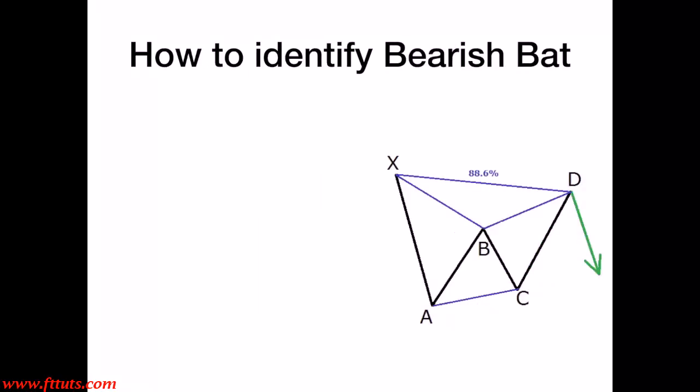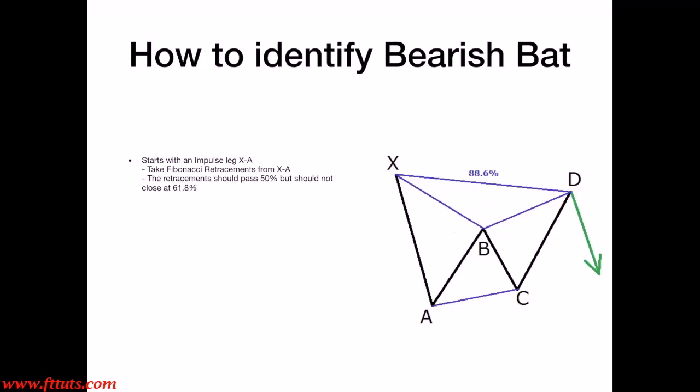Okay, how to identify a bearish Bat pattern, which is the same but vice versa compared to the other one. Start with the leg X to A. Take the Fibonacci retracement from X up until A, and then the retracement should pass 50% but should not close at 61.8. Obviously you start with the X to A.